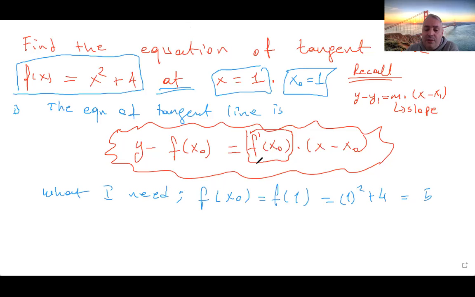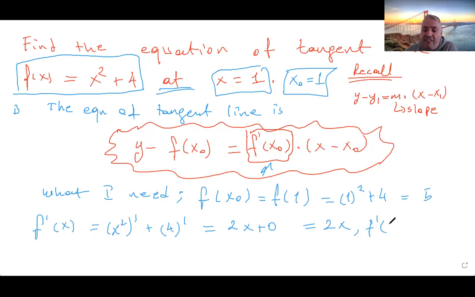And in the solution, I also need f prime at x0. So I need f prime of x. By using the rules, the derivative of x squared plus the derivative of 4, the rules say that it is 2x plus 0, which is 2x. Now, when I know that f prime of x is 2x, what will be f prime at 1? It will be 2 times 1, which is equal to 2. Now everything is ready for me. I can write my equation of the tangent line.